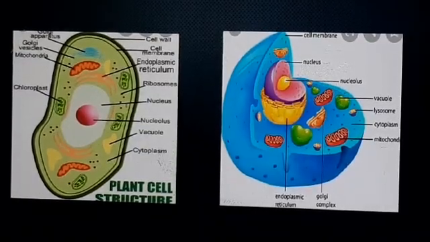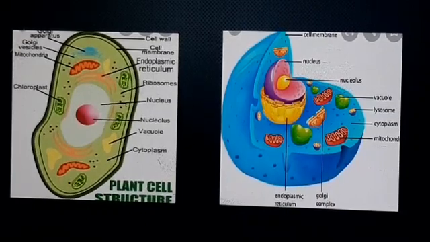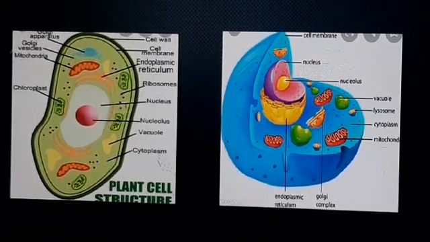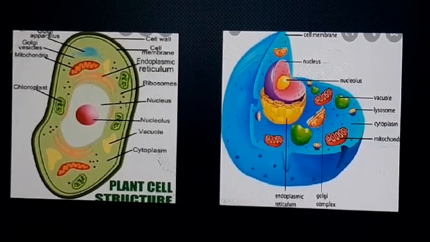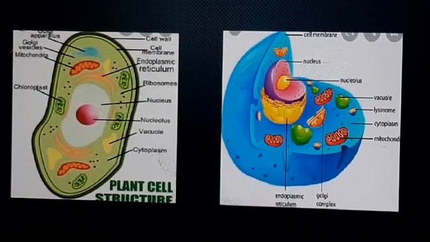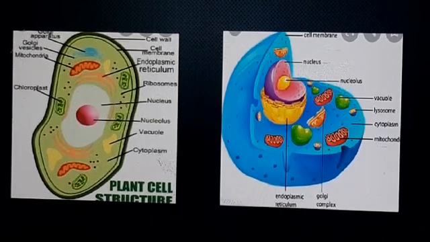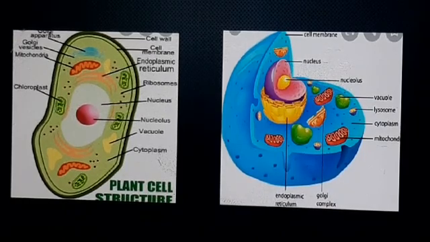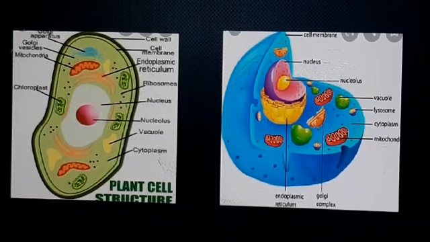So students, let's start with our class. There are two types of cells in general, and these are plant cells and animal cells. Both types of cells in general have the same structure, which comprises an outer protective membrane known as cell membrane enclosing a jelly-like substance called cytoplasm.